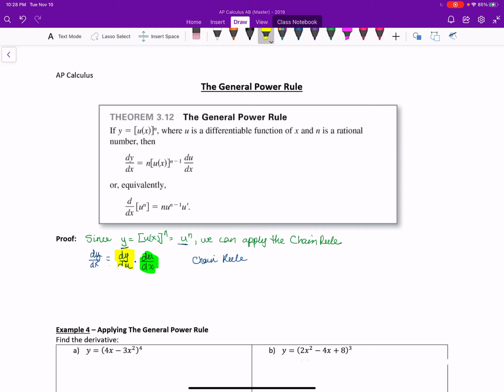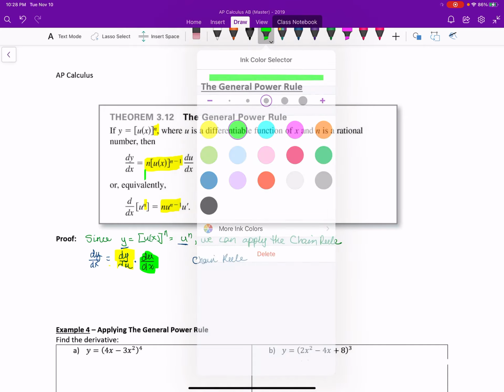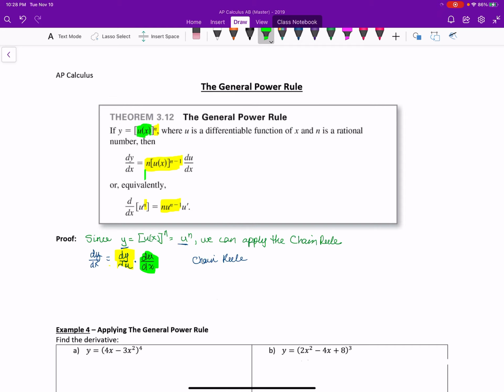So in all of our stuff, the outer function is going to give me the derivative of the outer function. That's that part there, the derivative of the outer function. The outer function is right there. It's just the n. And then I'm going to multiply that by the inner function, which is u of x. So du dx, the derivative of the inner function. So that's using the chain rule.